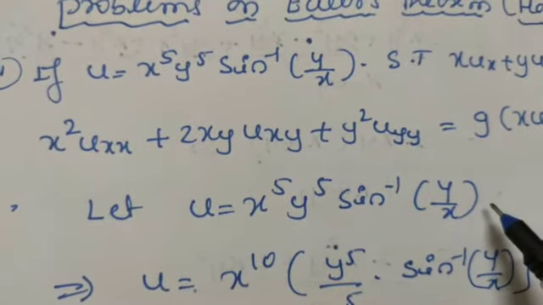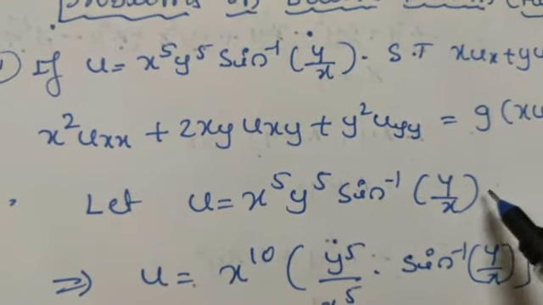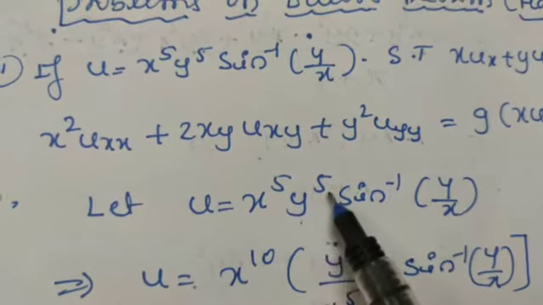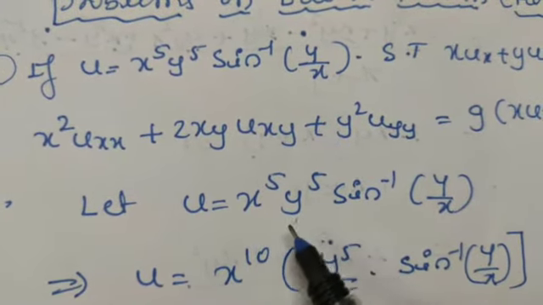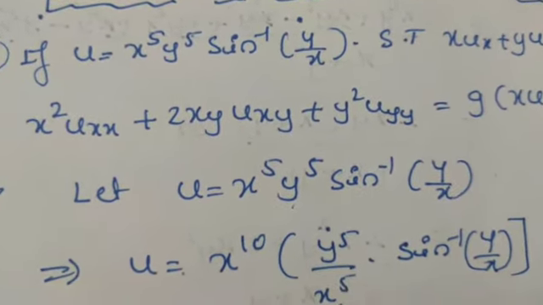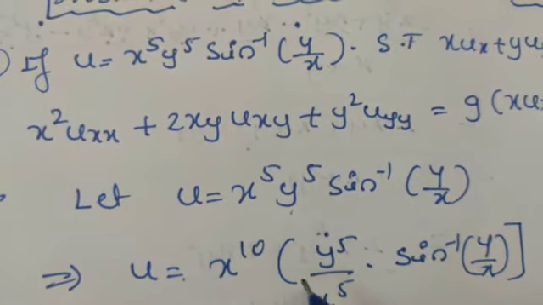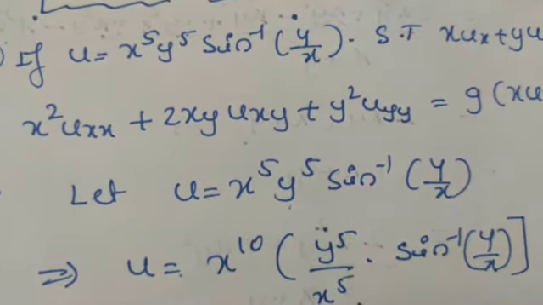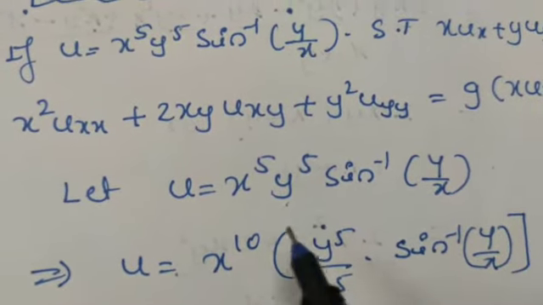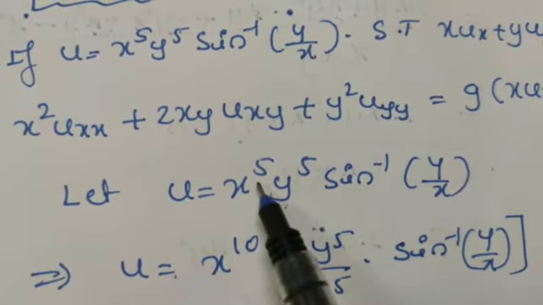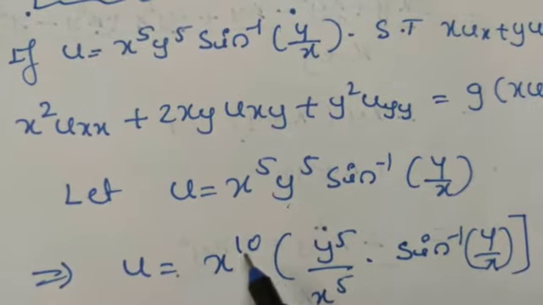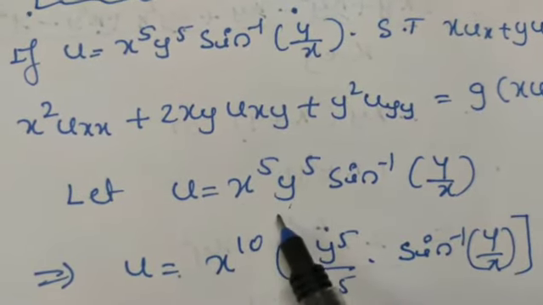Let us try to express this one in the homogeneous form. So here we have y raised to 5. Definitely we need it divided by x raised to 5. So therefore we have to take x raised to 10 common, so that we will get y raised to 5 divided by x raised to 5. We have to take x raised to 10 common because we want here x raised to 5.